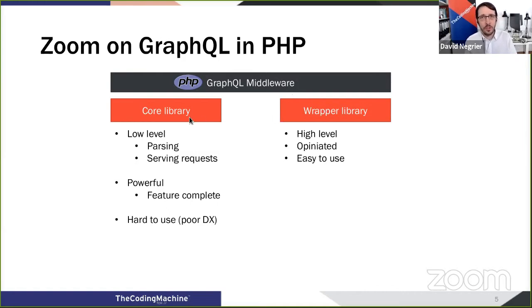Core libraries are middlewares that are quite low level. They are used to parse the GraphQL queries, to serve the response in JSON. They are really powerful, but they are kind of hard to use. The developer experience to use such a library is kind of poor. So on top of those core libraries, people built wrapper libraries, which are libraries that use core libraries and that are more high level, more opinionated, certainly easier to use, maybe not as powerful as the core library, but basically, most of the time when you're doing an application, you will be choosing a wrapper library, right?